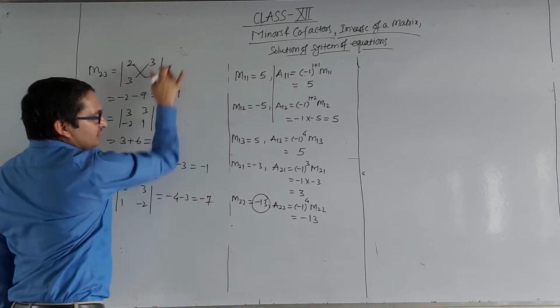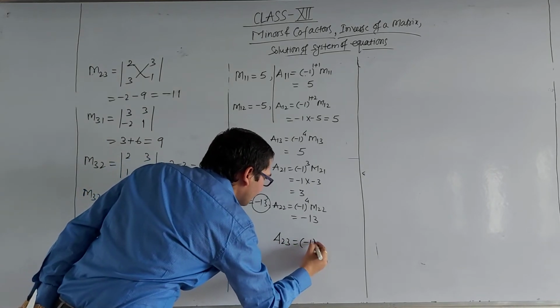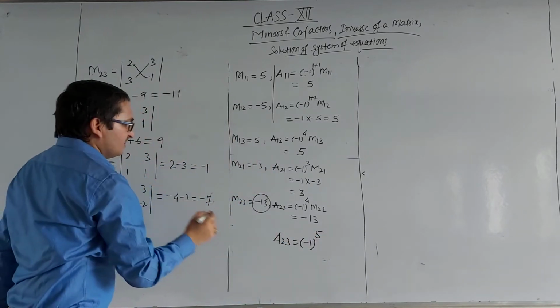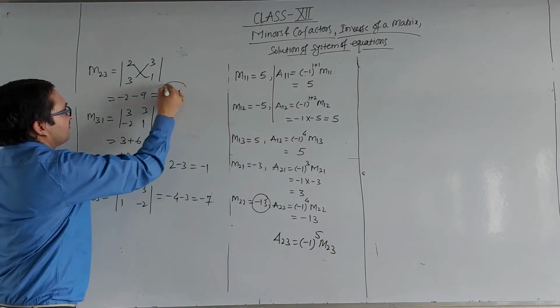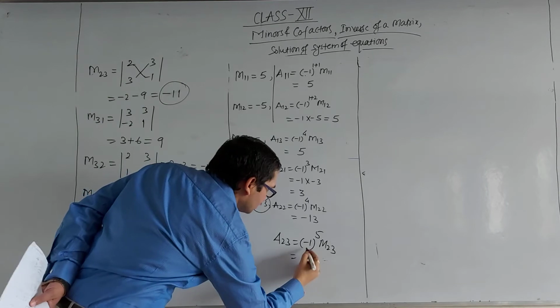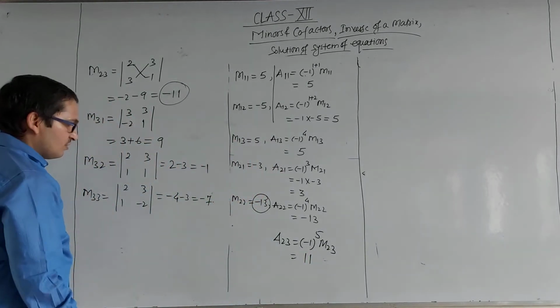Now here I am writing A23. A23 is minus 100 power 5, 2 plus 3 is 5. And what is the value of M23? It is minus 11. So minus 1 into minus 11 will be plus 11.